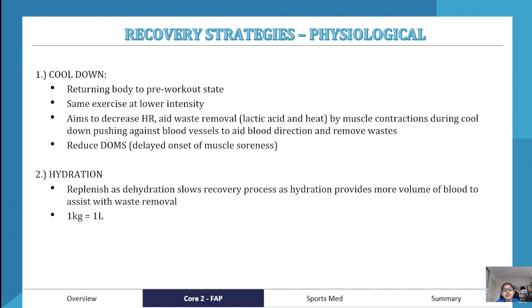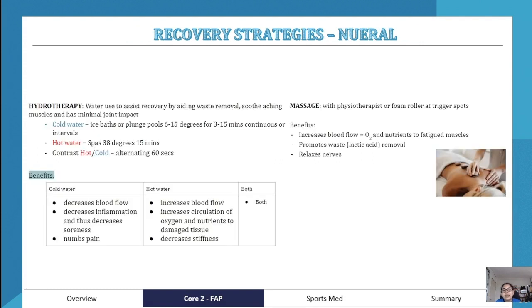Hydration, again, is very important. So replenish, as dehydration slows the recovery process, and hydration provides more volume to the blood to assist with waste removal, because for example, you'll be removing the lactic acid waste that is in your bloodstream. And like we said earlier, grams equals milliliters. So 1 kg is equal to 1 liter. So if you've lost 1 kilo in weight before the event and after the event, that means you've lost about 1 kilogram of water, so you should drink about 1 liter of water to replenish that. Sorry, I meant 1 liter of water lost, not 1 kilogram of water. Oops.